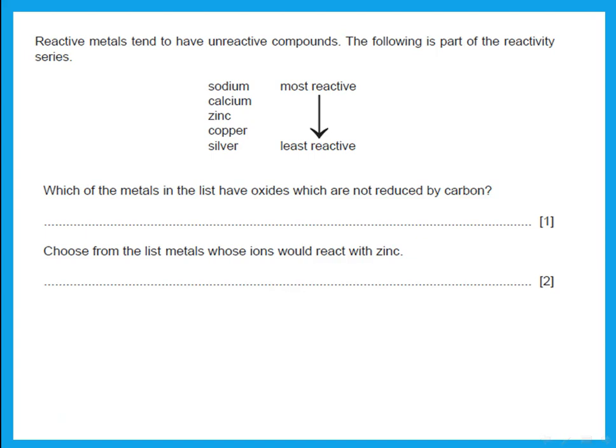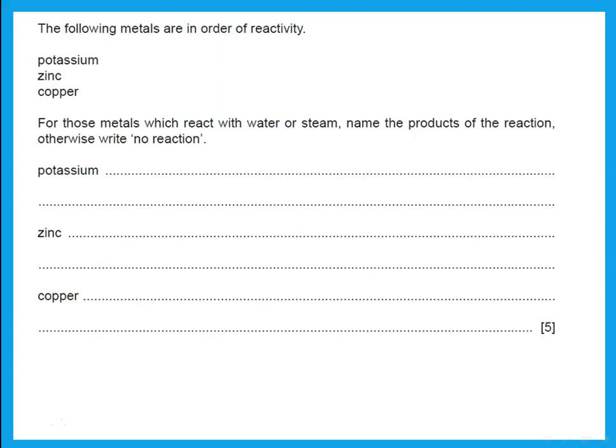Well, it is the ones that are above carbon. So that will be sodium and calcium, because carbon cannot displace sodium since it is less reactive than it. Choose from the list metal ions which would react with zinc. So zinc can react with what and displace it? Well, it has to be something that is below zinc in the reactivity series. So it will react with copper something or silver something and displace it, because zinc is more reactive than that.